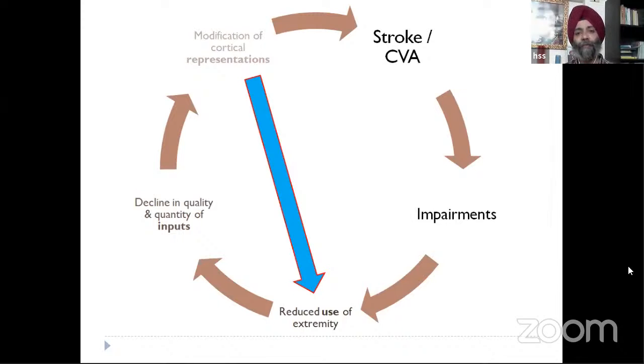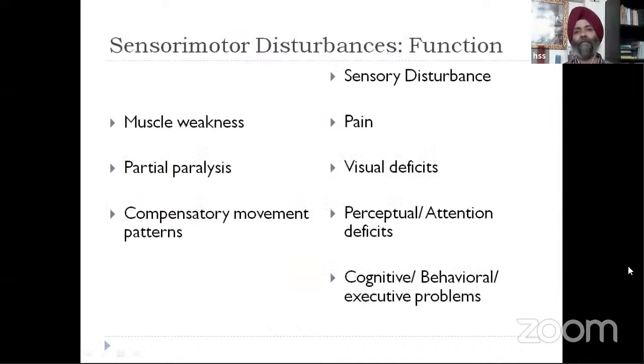And once the representation is low, that means the body part or the extremity will be used even less frequently. That is, rarely will that body part be used. In stroke, a lot of times, what we see as the major impairments in sensorimotor function is weakness.